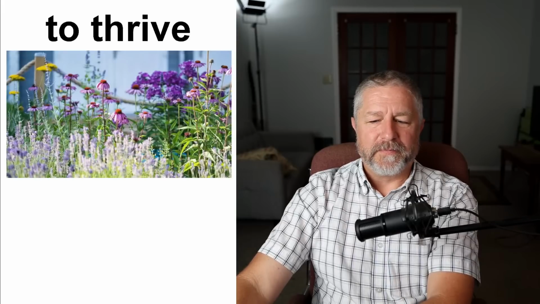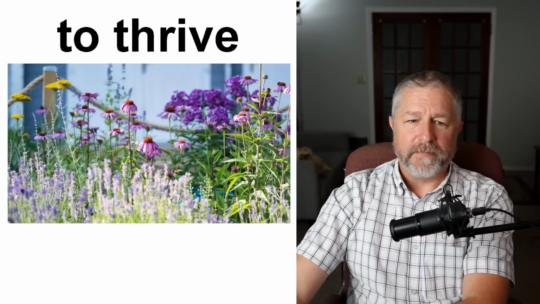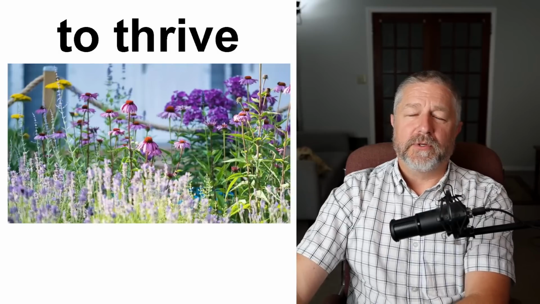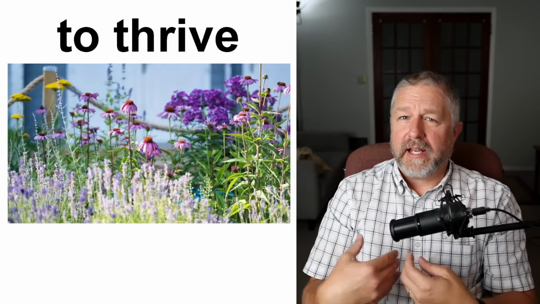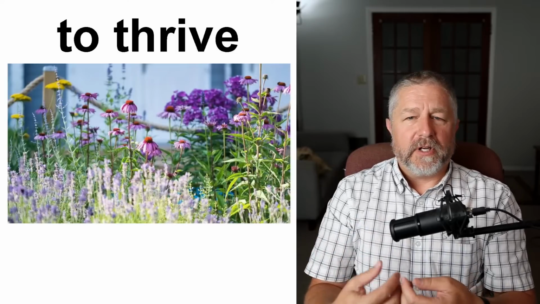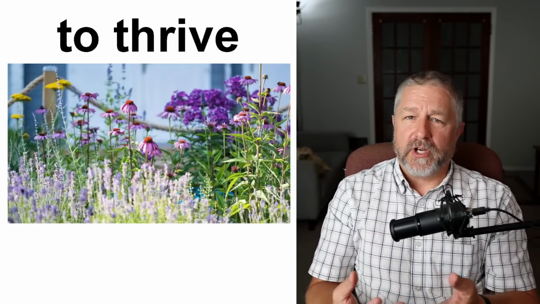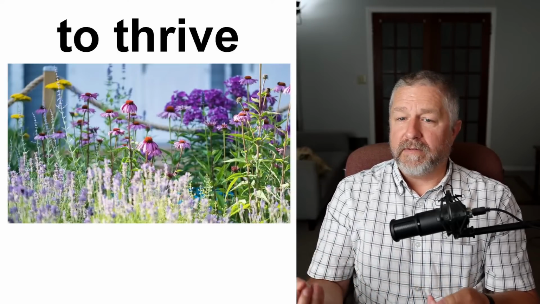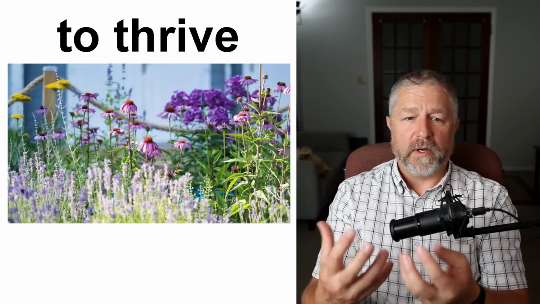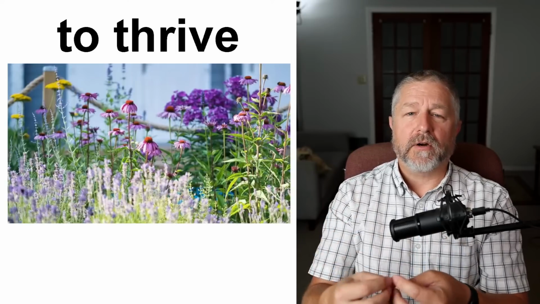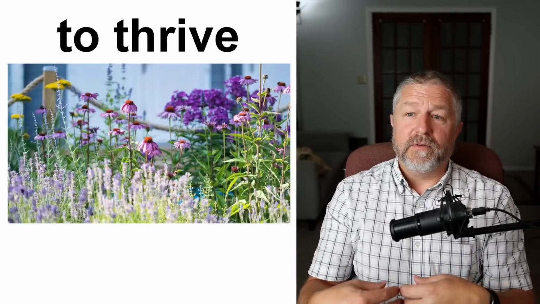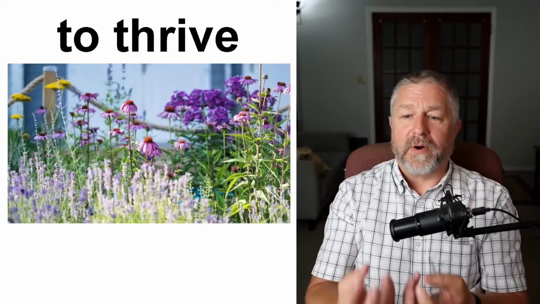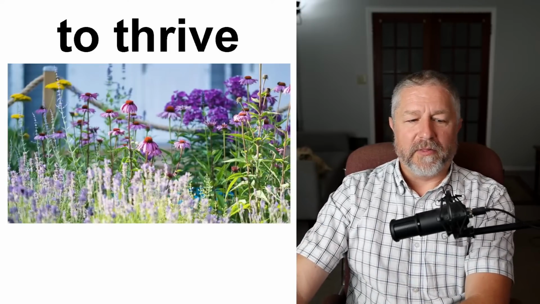To thrive. When something thrives, it means it is really, really healthy. So you can see that these flowers are thriving. If flowers and plants get a lot of water, and if they're in good soil, and they get sunshine, they are going to thrive. They are going to grow. They are going to produce flowers. They are going to be healthy. The same with children and people. If you feed kids well, they will thrive. They will grow and be healthy and happy.